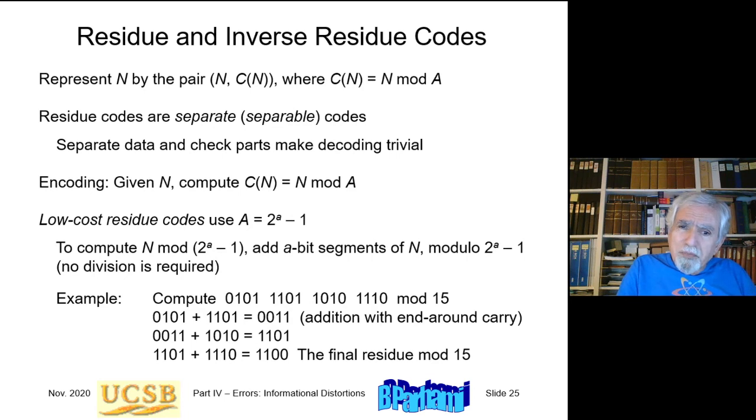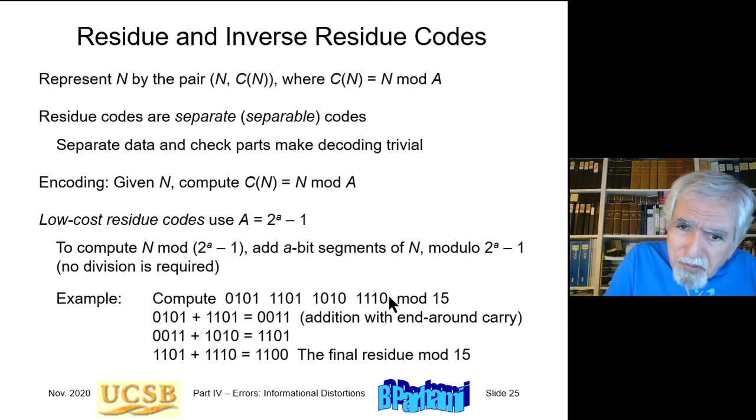Residue code. Here's an example. So let's say a is 15. You want to compute the modulo 15 residue of some given number n. So let's say this is the number n, 16 bits, and you want the modulo 15 residue.